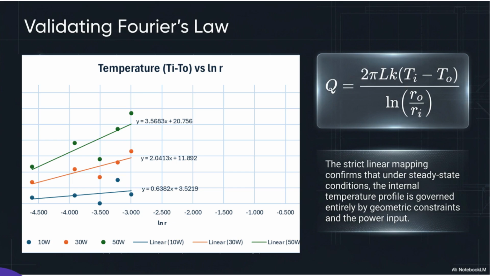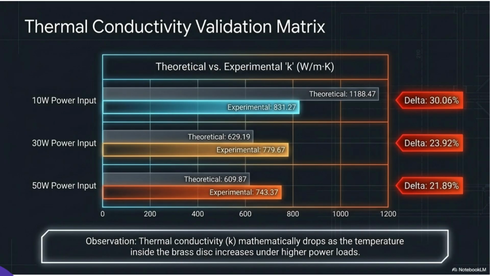From the temperature difference versus the natural log of the radius, we found a linear relationship for all of the power inputs, which validates the theoretical inverse logarithmic profile expected for radial conduction. Using Fourier's law, we are able to calculate both the experimental and theoretical thermal conductivity of the brass. While these values were close to theoretical expectations, we noticed a consistent trend where the experimental thermal conductivity decreased as the power input, and thus the temperature, increased.